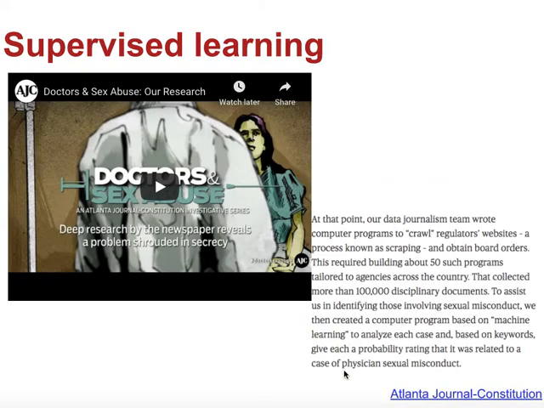Here's another example just to re-emphasize the point. This was an investigation into the scale of allegations of sexual misconduct. Now, there was no reliable data on this, so what they did was manually classify thousands of disciplinary documents, in terms of whether they were or were not involving sexual misconduct, and then used that as a training data set to train the algorithm to identify what features might mark a document out as being likely to be about sexual misconduct.